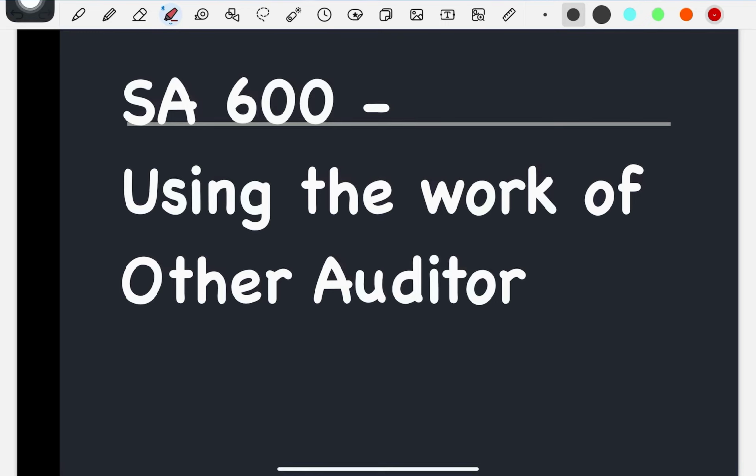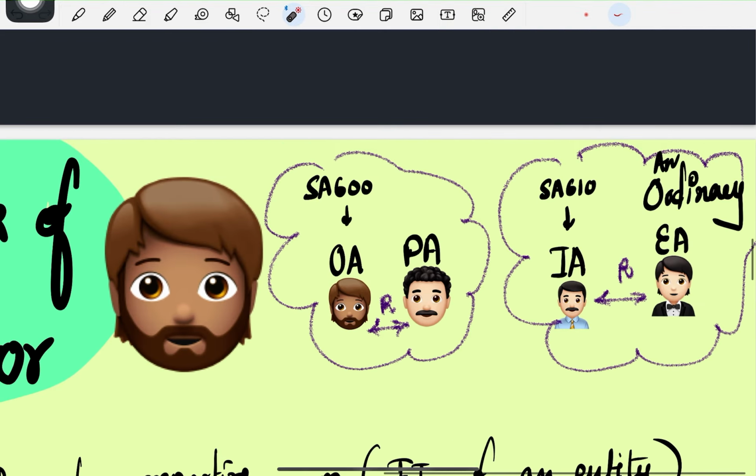So now let us start with SA 600, using the work of Other Auditor. This standard mainly deals with the Principal Auditor and the Other Auditors relationship. SA 610 talked about using the work of Internal Auditor. That standard particularly dealt with the relationship of Internal Auditor and External Auditor. This standard, SA 600, is going to deal with the relationship between the Other Auditor and the Principal Auditor.